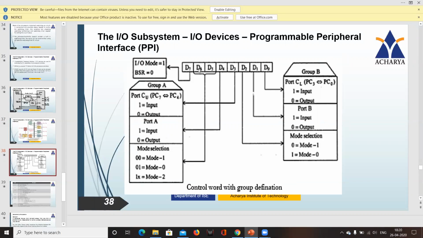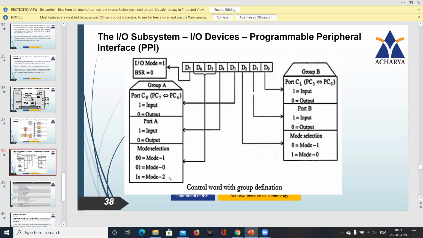Now, D6 and D5 together, you are seeing here, are connected to mode selection. D6 and D5 together are 2 bits, so how many combinations will you get? You will get 4 combinations: 0 0, 0 1, 1 0, and 1 1. There is a small mistake in the diagram. 0 0 is mode 0, 0 1 is mode 1, and 1 0 is mode 2. 1 1 is not applicable.